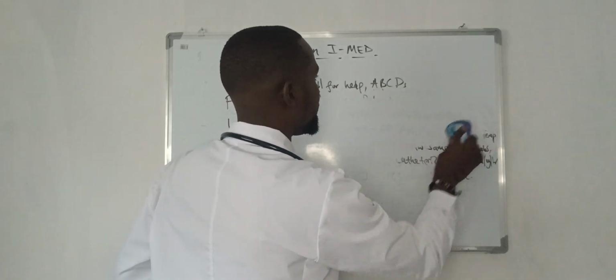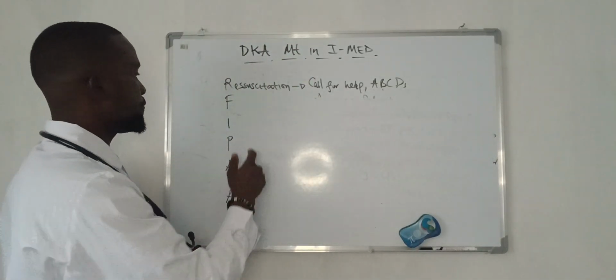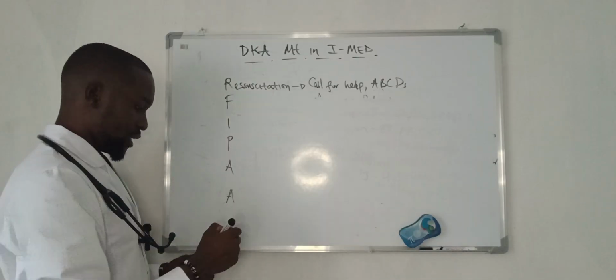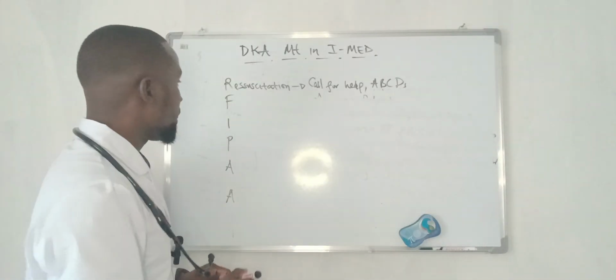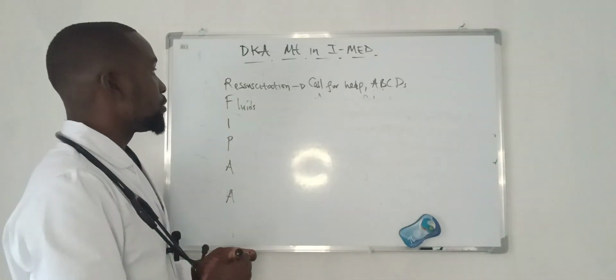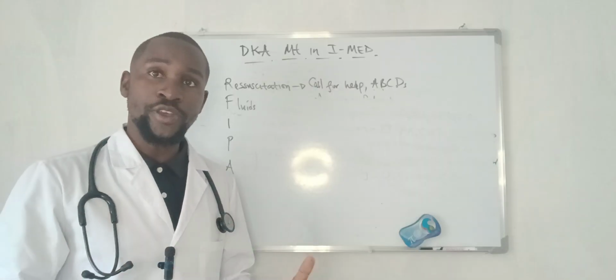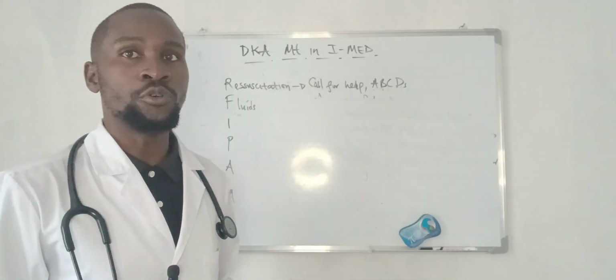What is the F all about? So the F in FIPA, you start now with FIPA. After resuscitation, this is when you move to FIPA. F is for fluids. Okay, so these are the principles of management. The F is hydrate the patient with the IV fluids.